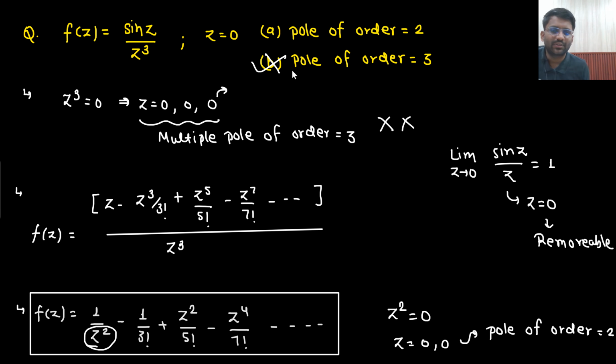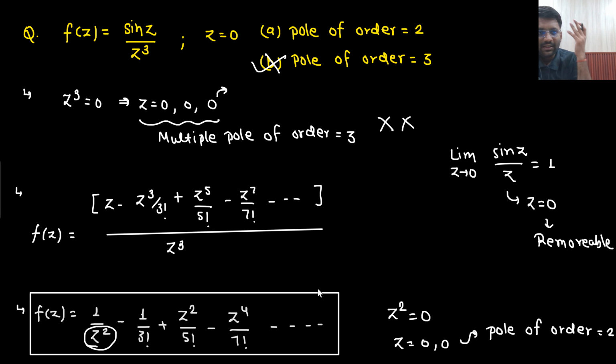But in the examination, if the question asks whether it is a pole of order 2 or pole of order 3, then either you can think intuitively that one of them will be removable and the other two would be poles, or you do the expansion. When you do the expansion, you see that z equals 0 is repeated twice here, because one of the z, your sin z is eating up. Basically one of the z is being cancelled out.